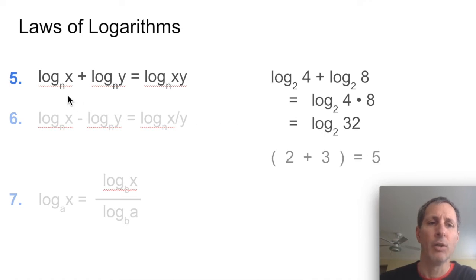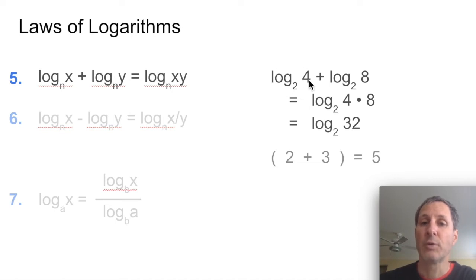Number 5, log base n of x plus log base n of y is equal to log base n of x times y. In other words, when adding logarithms of the same base, you can multiply those two results together. For example, log base 2 of 4 plus log base 2 of 8 is equal to log base 2 of 4 times 8, or log base 2 of 32.